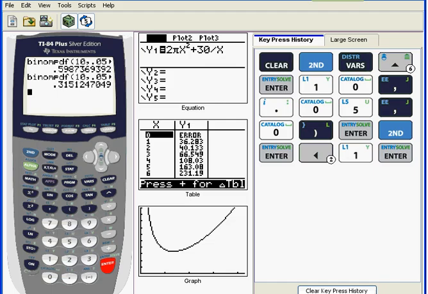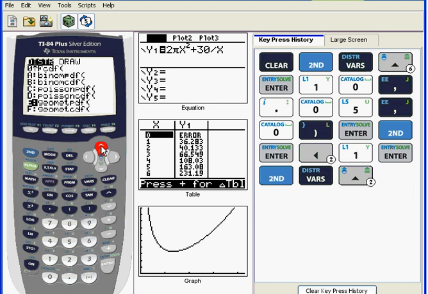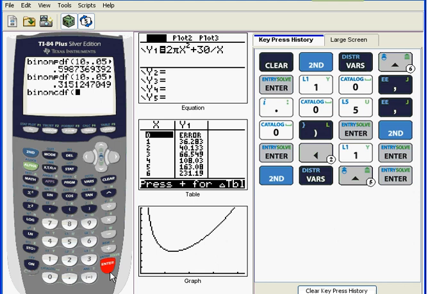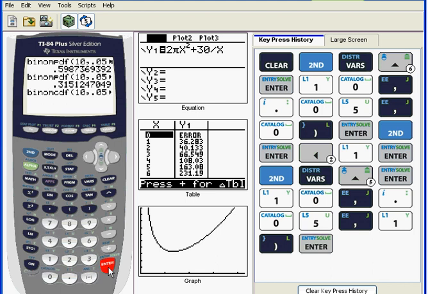So watch this. Second distributions, and we go up, and then we find the binomial CDF. Those of you who are wondering, CDF stands for cumulative density function. All right, so we do 10, comma 0.05, comma 1, close parenthesis, enter, and there's that number you get when you add the two probabilities together.